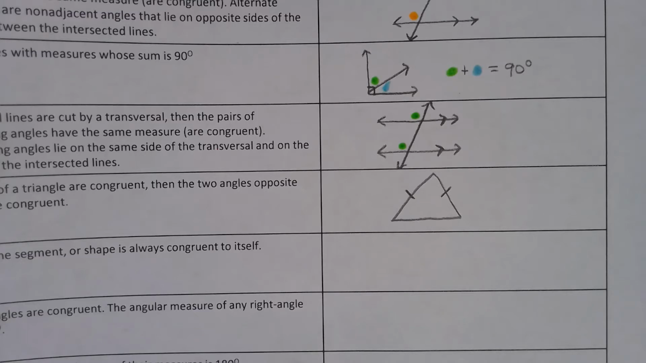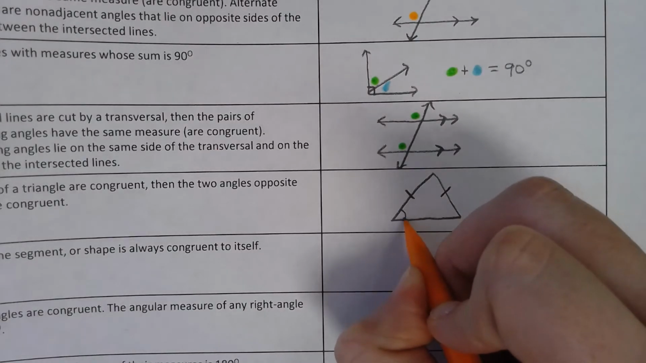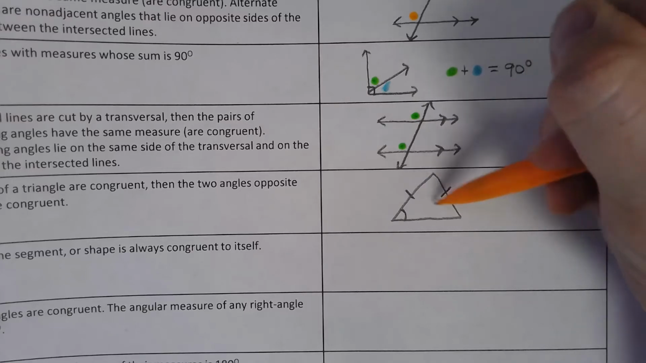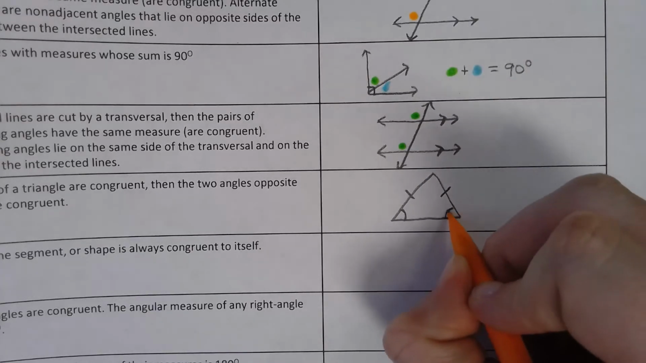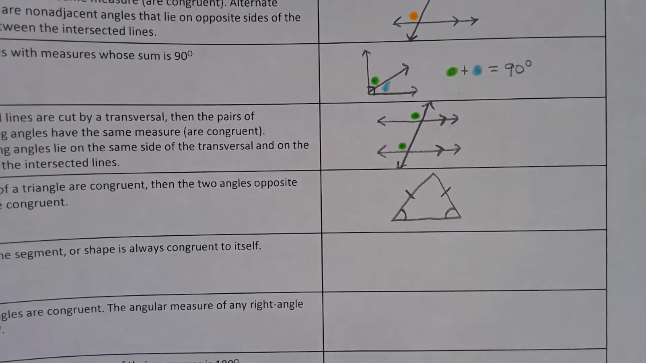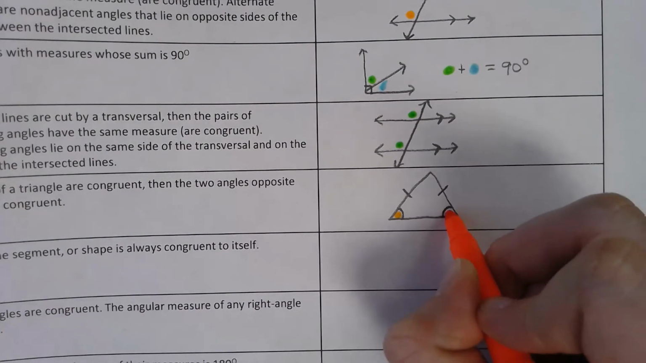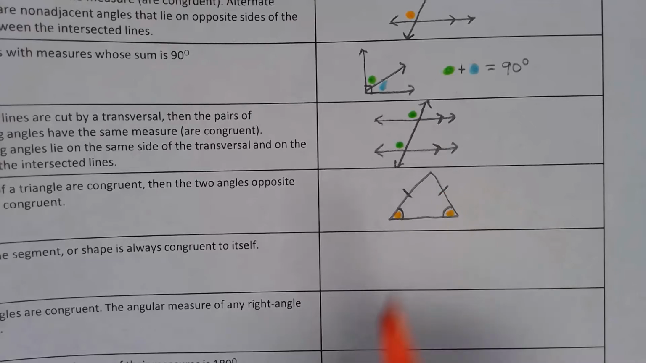And because those sides are equal, the angles that are opposite will be congruent. So this angle that's opposite the side will be congruent to the angle that's opposite the other side. So that helps us with congruency, knowing that these angles here and here that are opposite those two sides of the isosceles triangle will be congruent.